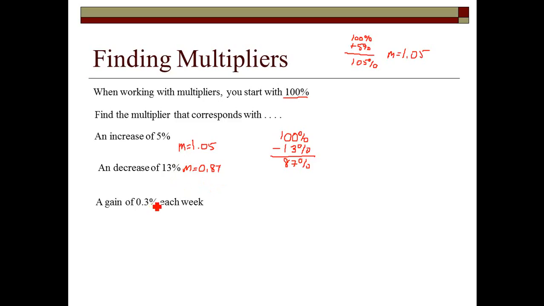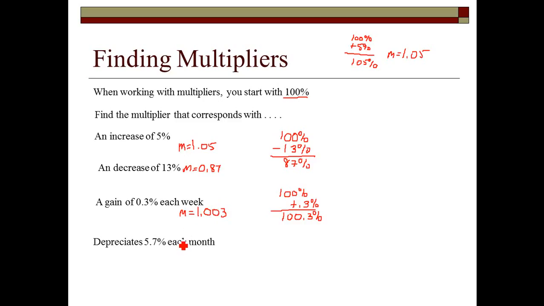A gain of 0.3% each week. Again, we start with 100. These are the ones that you really want to do the extra step of writing this. Plus 0.3%. This gives me 100.3%. So my multiplier is going to be 1.003, not 1.03. It's a real common mistake that students make.